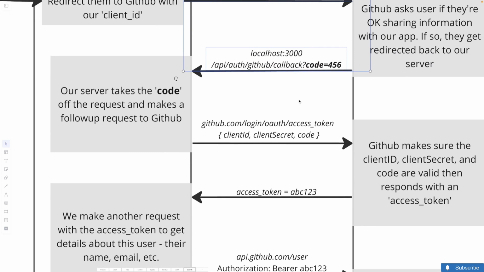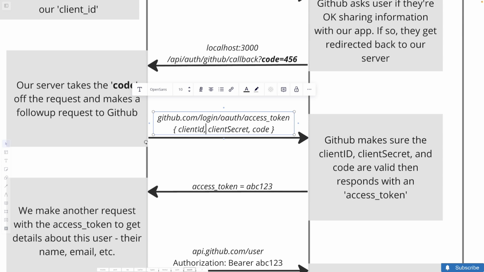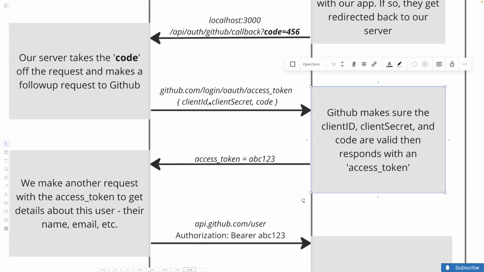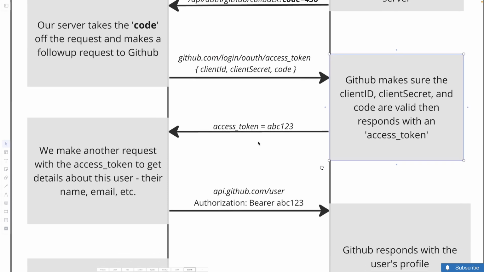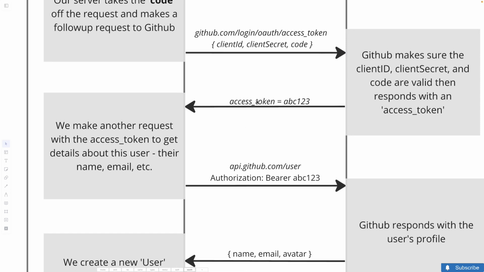But after this, everything else is communication directly between our server and GitHub. So this is a request made from our server specifically off to GitHub servers. So we're going to make a follow-up request to GitHub servers. And inside that request, we're going to include our client ID, our client secret, and that randomly generated code property. GitHub is then going to take a look at those three properties and make sure they're valid. And if they are valid, then it's going to respond to our server with something called an access token. This access token is what allows us to access information about the user.